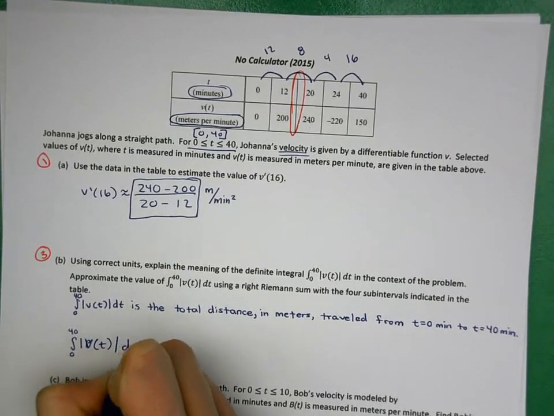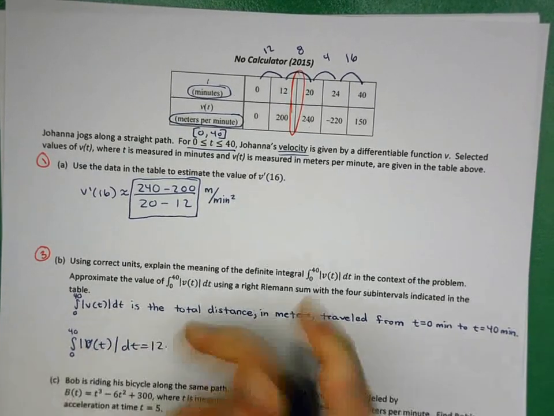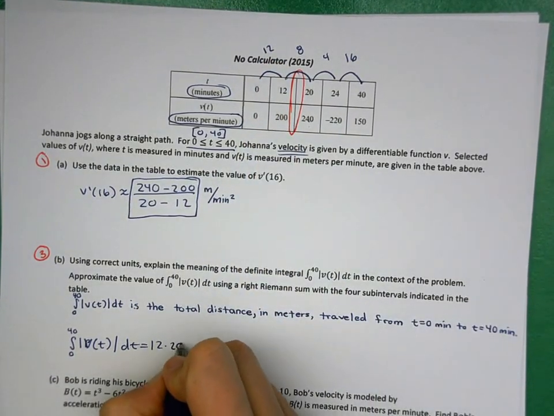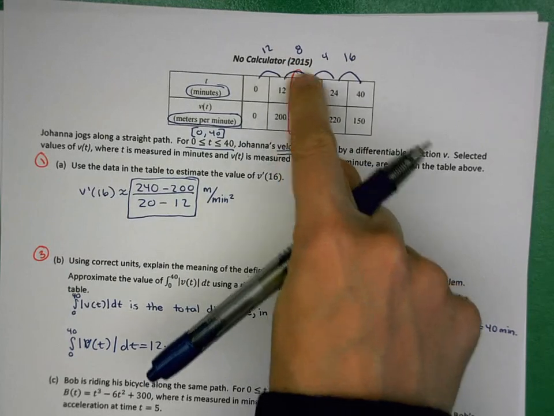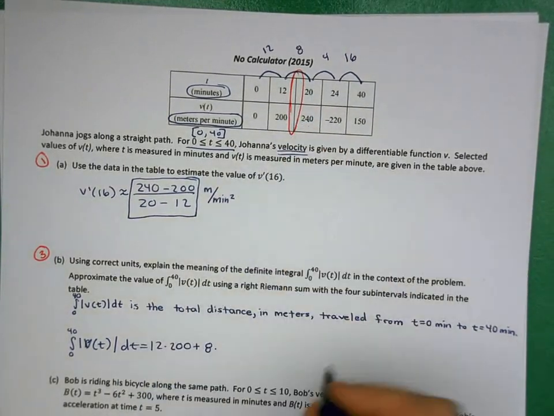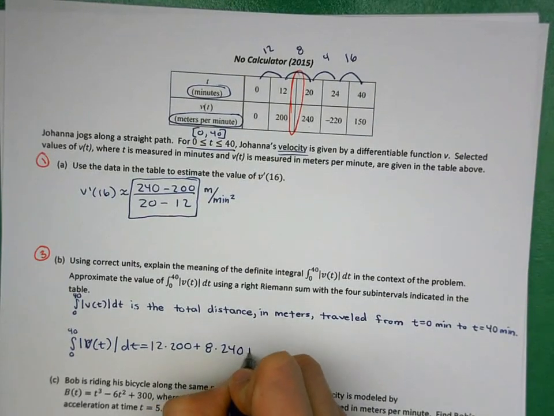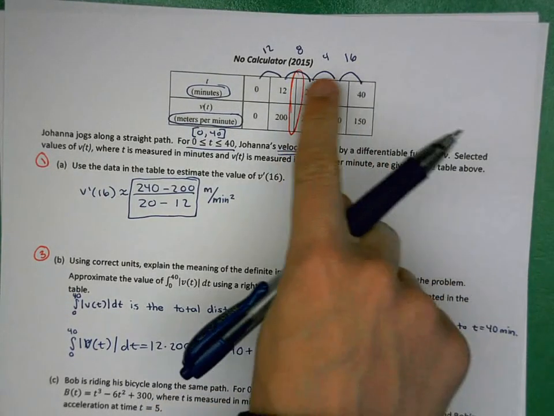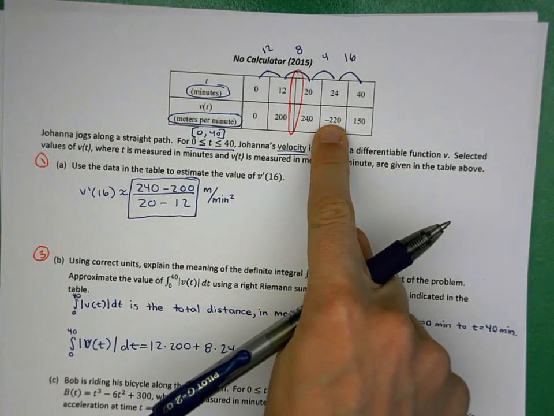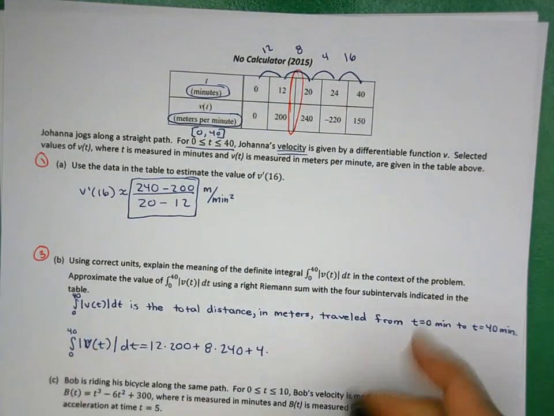It's 12. And then the right hand would be the 200, and 200 is already positive, so I'm going to leave it alone. Second subinterval changes 8 times the right hand, which is 240. Here's where you want to be careful. The third subinterval changes 4. My right hand is negative 220, but it's absolute value, and so this would be positive 220.